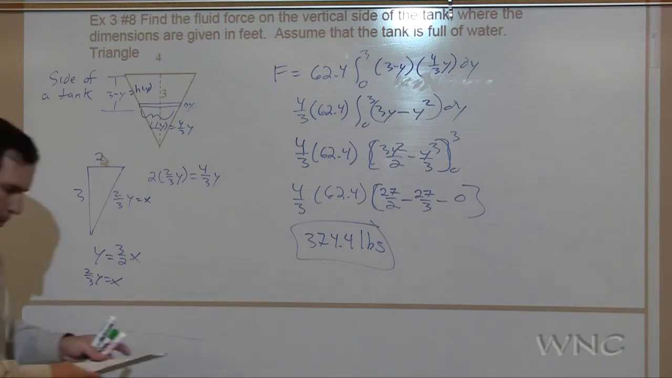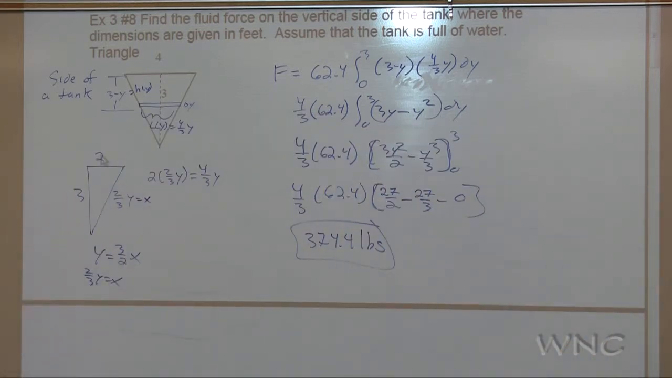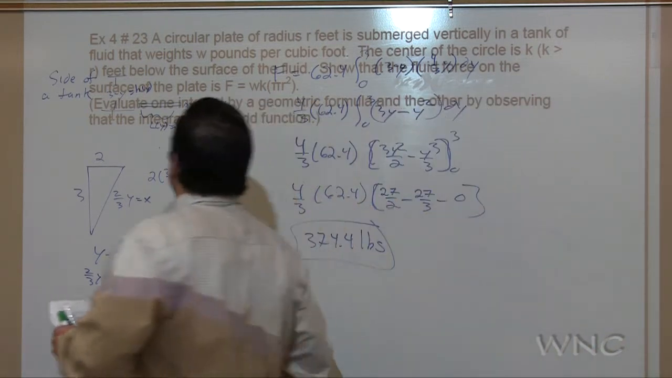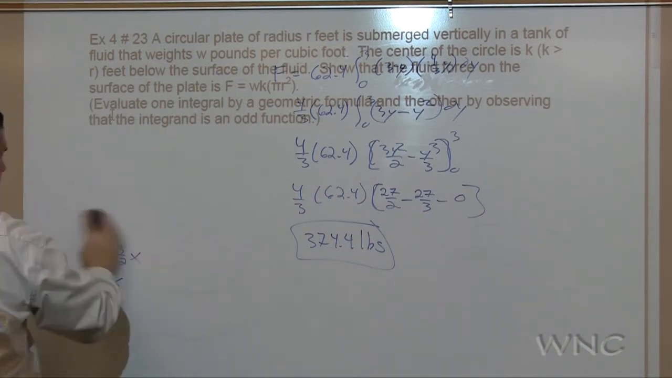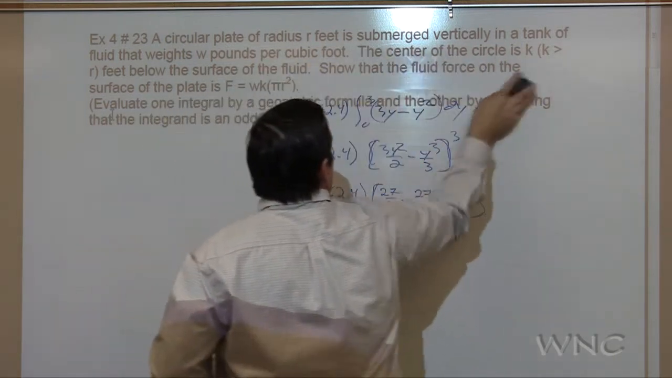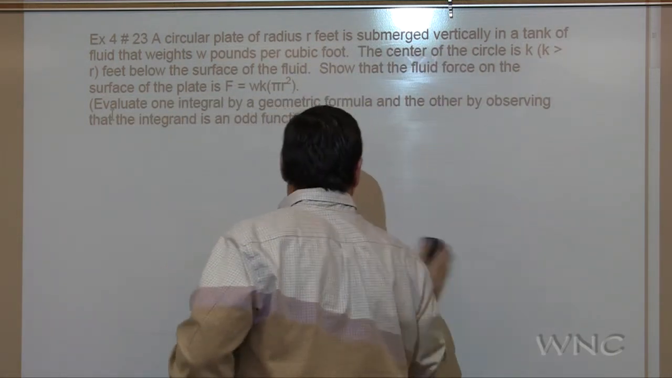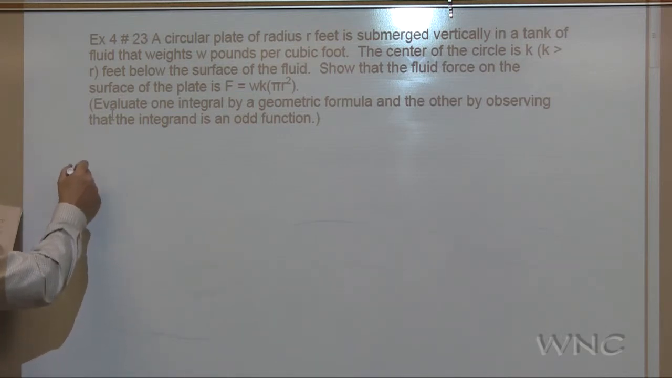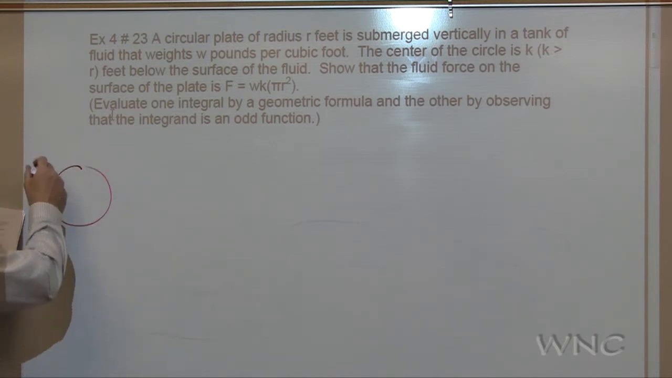Okay, let's go on to the last example from this section. A circular plate of radius r feet is submerged vertically in a tank of fluid that weighs W pounds per cubic foot. So we have this plate in this fluid.